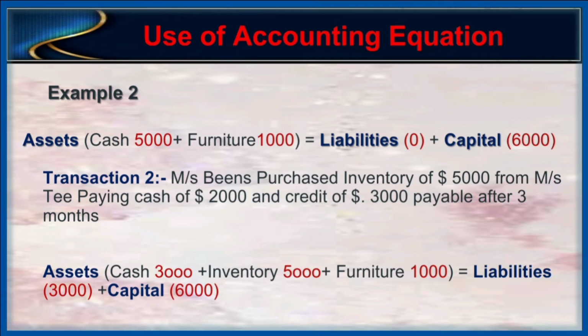After recording the transaction 2, the balance sheet of Mr. Bean will be assets equal to cash 3,000, inventory 5,000, and furniture 1,000. Liabilities are 3,000 and capital remains 6,000. So both sides of the equation will be equal with an amount of $9,000.